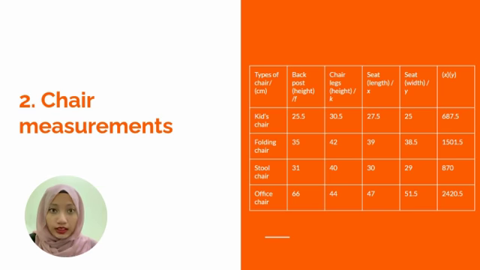Last but not least is the office chair. The office chair back post height is 66 centimeters. The chair legs height is 44 centimeters. The seat length is 47 centimeters and the seat width is 51.5 centimeters. The area of the seat is 2420.5 centimeters square.